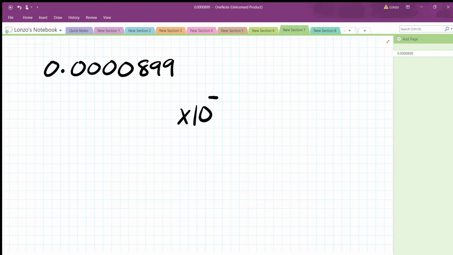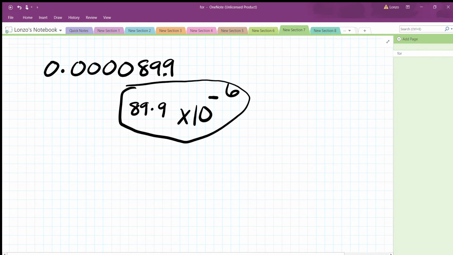Where do you think I'm going to put it? You would think you would put it here, but we want this whole 899, right? So I'm going to put it right here. So it's going to be 89.9 times 10 to the, and we started here, so it's going to be 1, 2, 3, 4, 5, 6, negative 6. That's how you write it. So this is a really small number, and that's how you write it in scientific notation form.